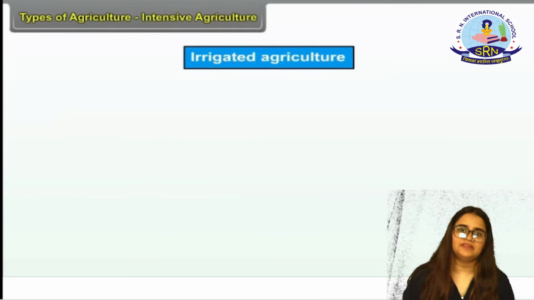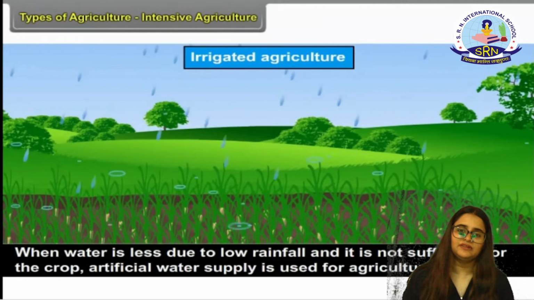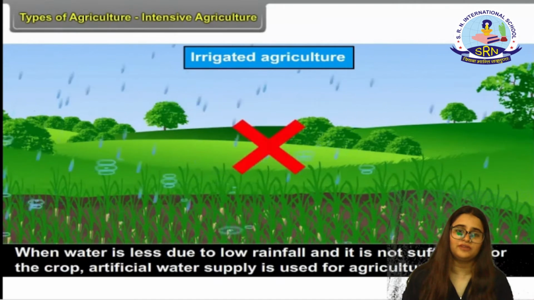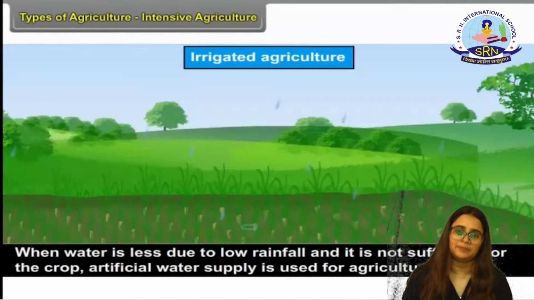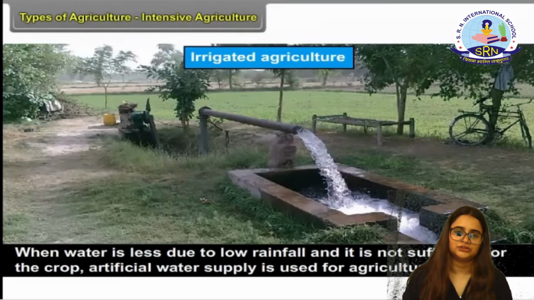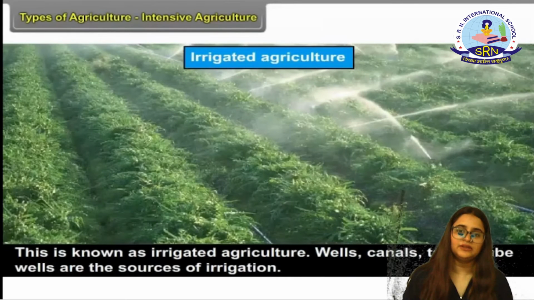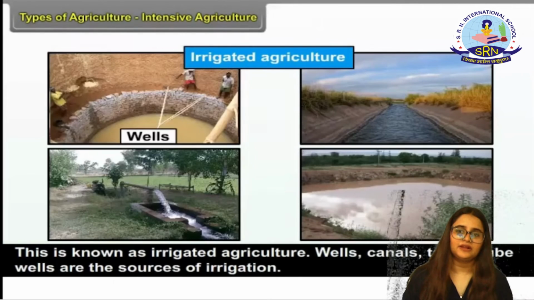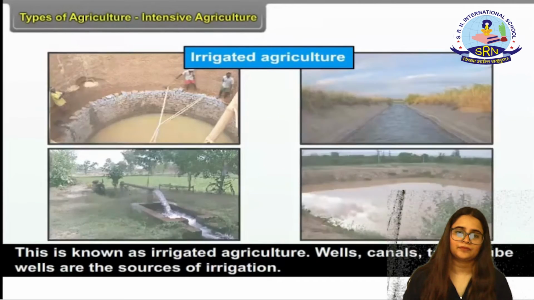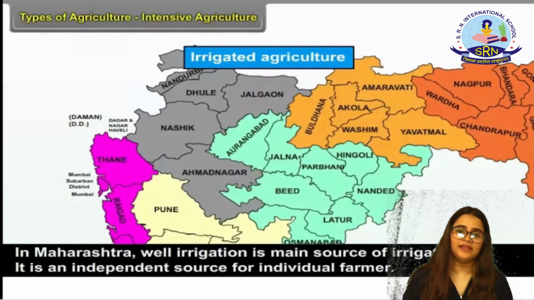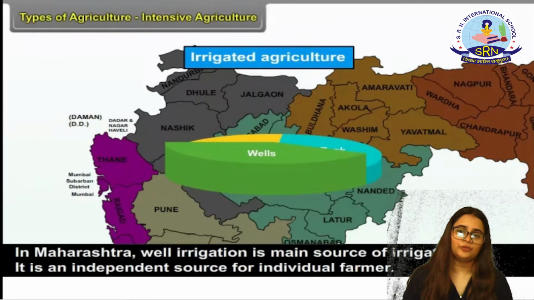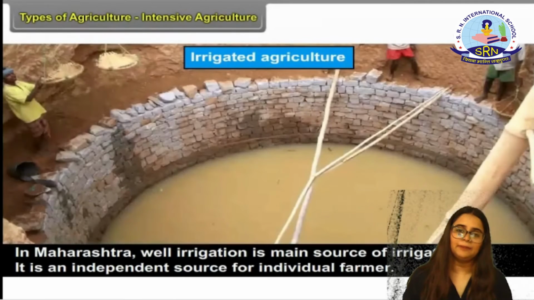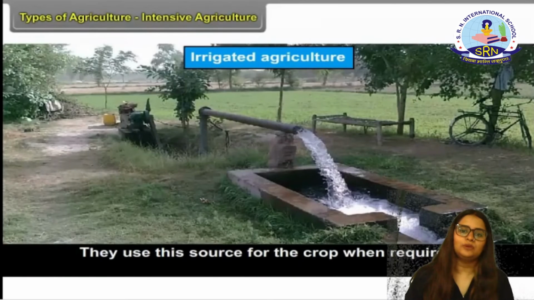Then we are going to discuss irrigated agriculture. When water is less due to low rainfall and it is not sufficient for the crop, artificial water supply is used for agriculture. This is known as irrigated agriculture. Wells, canals, tanks, tube wells are the sources of irrigation. In Maharashtra, well irrigation is the main source of irrigation. It is an independent source for the individual farmer. They use this source for the crop when required.